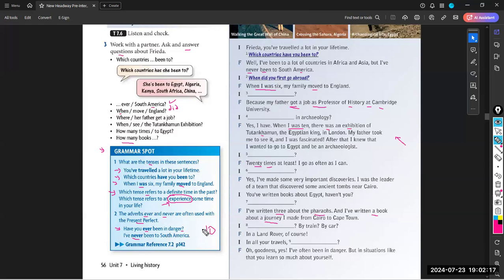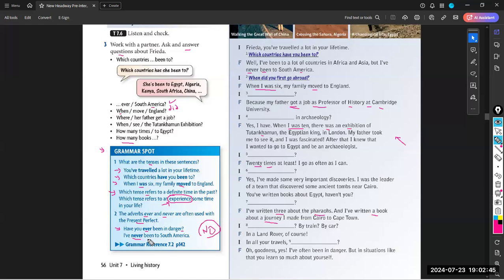So please don't use no and never together because never is a negative word. No is a negative word. So you have to say, I have not been to South America. And you can say, I have never been to South America, but you cannot use both of them. I mean, you cannot use never and no at the same time because again, both of them are negative words.